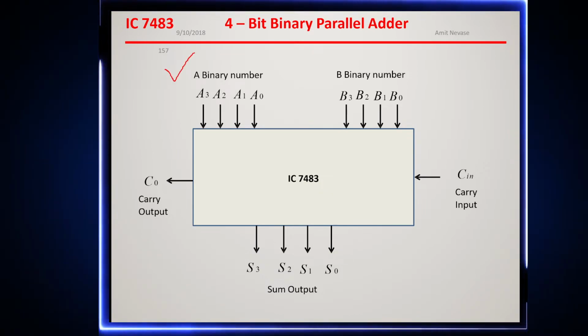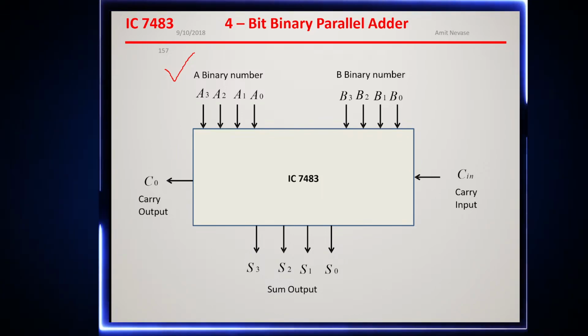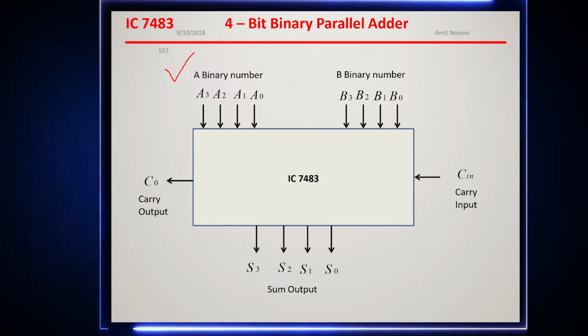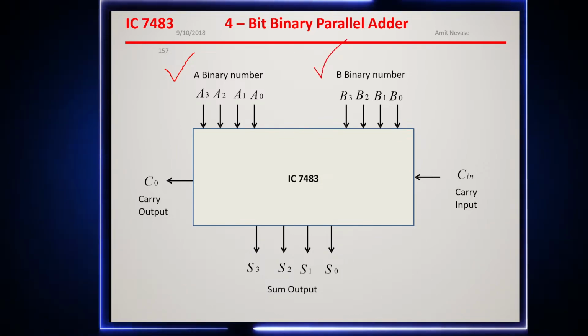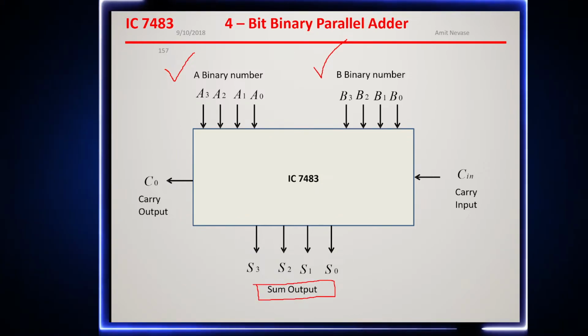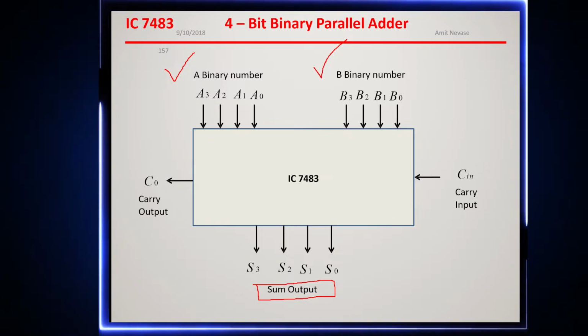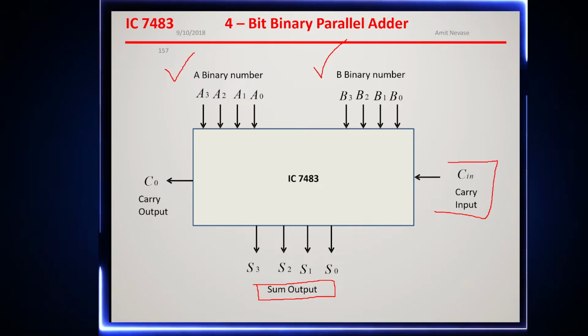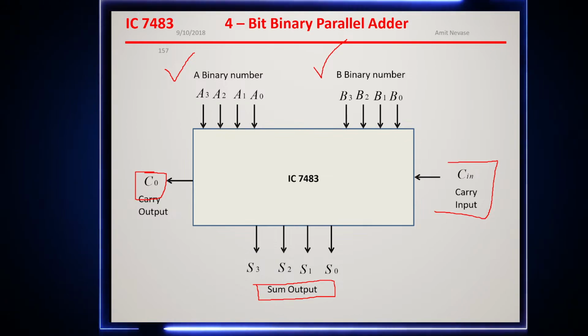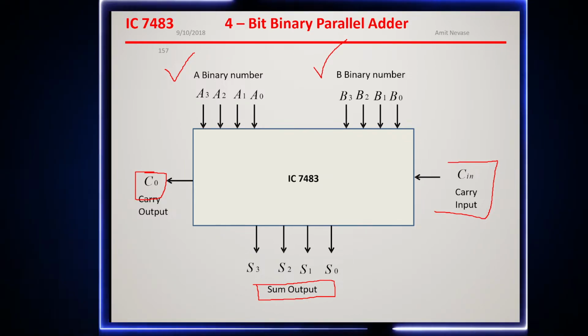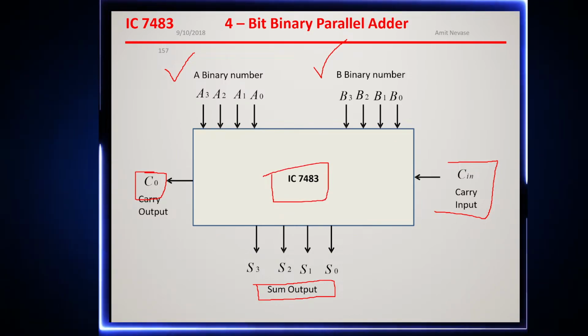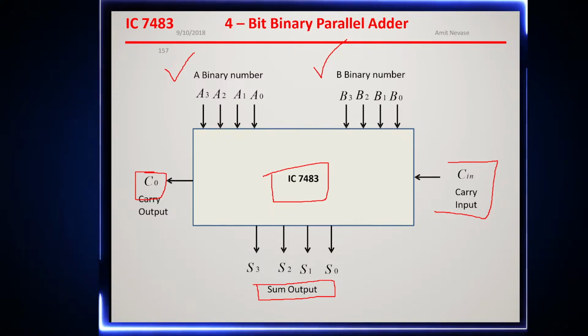This is our first binary number. That means it would have four inputs for the first binary number, four inputs for the second binary number, right? And it will give us a sum output in 4 bits. Then it will have a carry input and a carry output, right? So this is a 4-bit binary adder. Basically IC 7483 consists of a single 4-bit binary parallel adder.